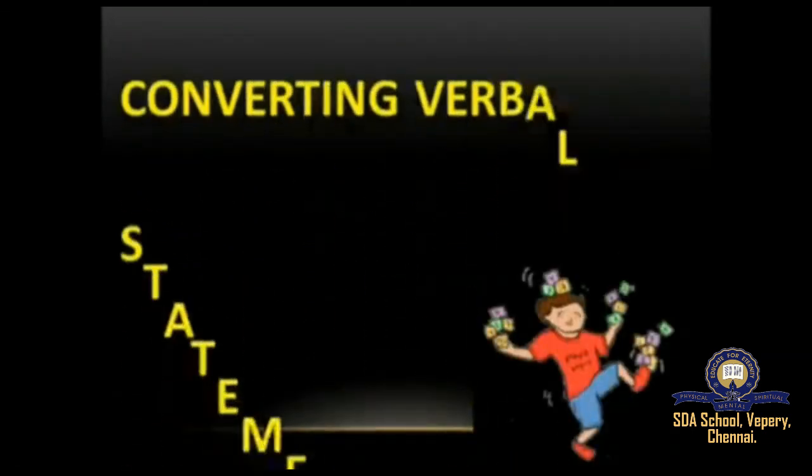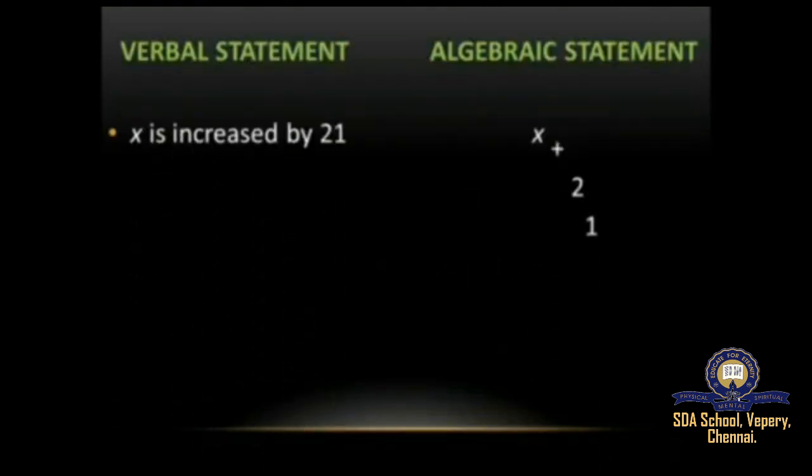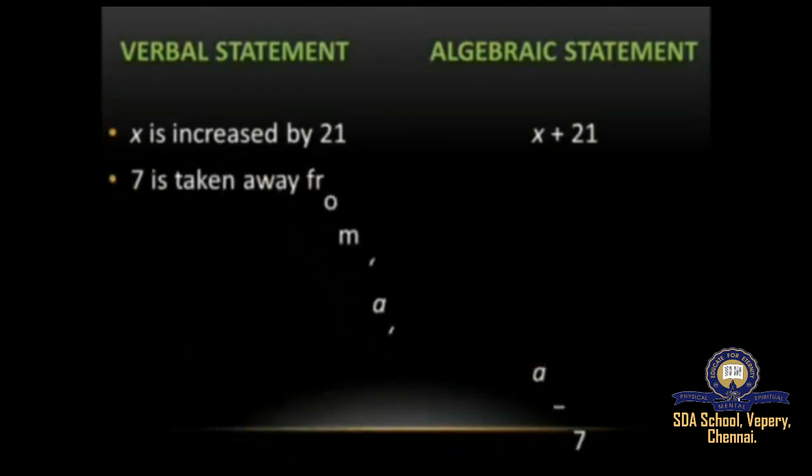And next we moved on to the conversion of verbal statements to algebraic statements. So in verbal statements, the first one is x is increased by 21. Increased means you're going to just add, okay? So you'll be writing it as x plus 21. And the second one is 7 is taken away from a, that is, it is being subtracted. So you'll be writing it as a minus 7.